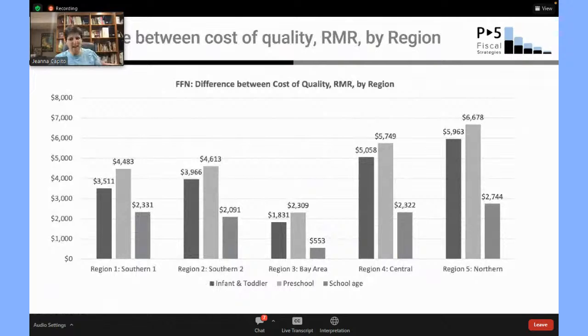So this is, again, a similar approach to what we talked about with centers and family childcare: taking all that information on cost compared to the available revenue, and then putting the gap between cost and available revenue next to each other. So you can take a look at how the gap differs by the age of the children that are served. And in all instances, the gap is that it costs more than programs are being paid to deliver the service.